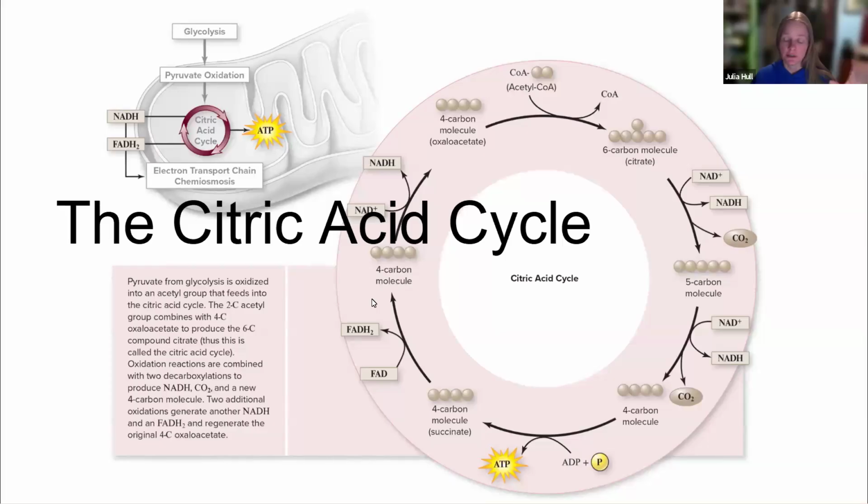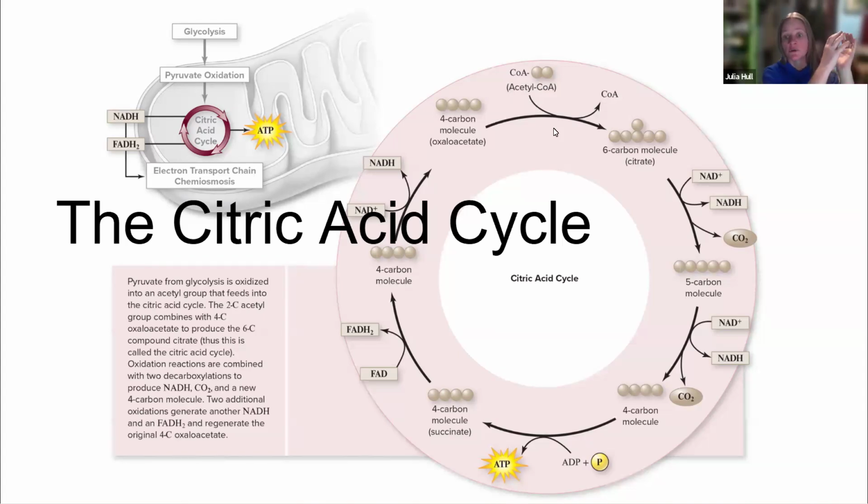All right, so we've done glycolysis. We've taken our sugar molecule, we've broken it in half. We've done the oxidation of pyruvate, so our 3-carbon pyruvate. We've actually kicked off one of those carbon atoms as carbon dioxide, and we've linked it up with this thing called the coenzyme A, and that gives us acetyl-CoA, and now we are ready to enter the citric acid cycle.